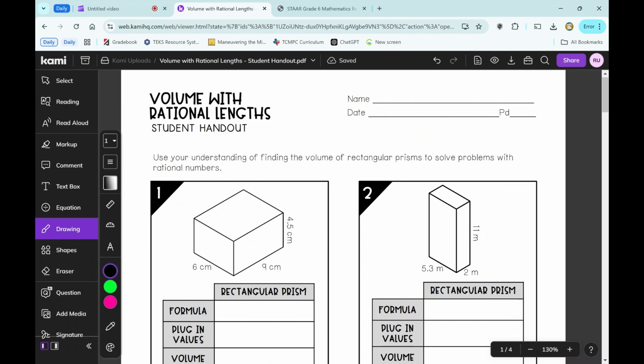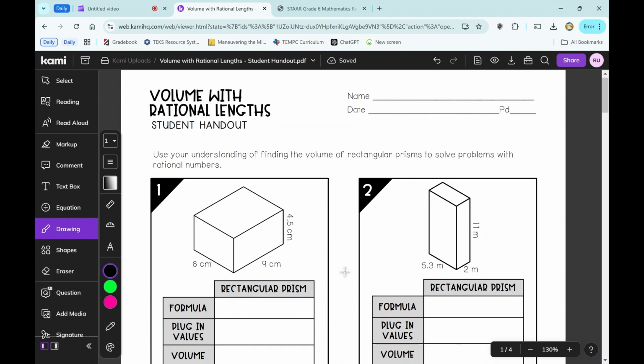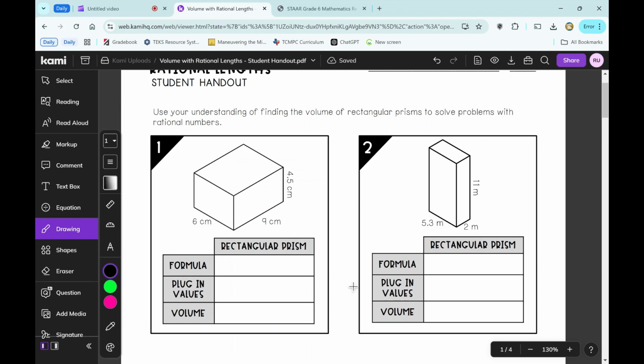And this connects to what you were doing previously with volume, but the only difference is that this is volume with rational numbers. So remember, rational numbers include decimals and fractions, so that's really the only difference today than what you were doing previously. Some of these numbers just have decimals or fractions, which is fine because as long as you can convert the fractions to decimals, it makes it a lot easier for you. So we're going to use our understanding of finding the volume of rectangular prisms to solve problems with rational numbers.